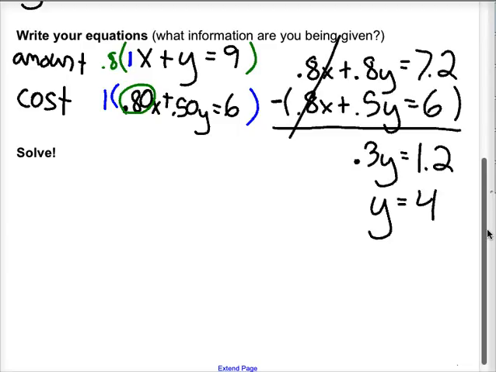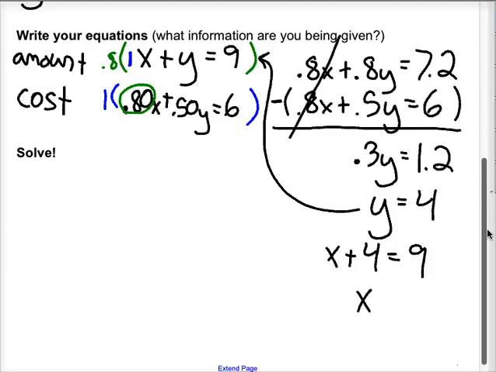Now remember, we have to find both things. So I'm going to take that and I'm going to plug it in to my original equation. Okay, so remember, I started with the equation x plus y equals 9. Just toss it in the top equation. So x plus y equals 9. Well, if y is 4, that means x must be 5.